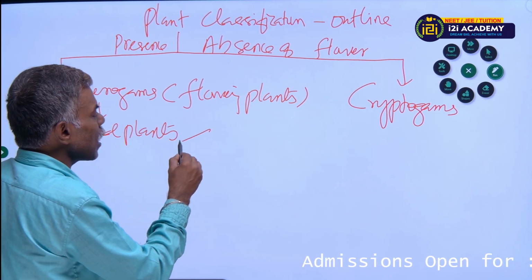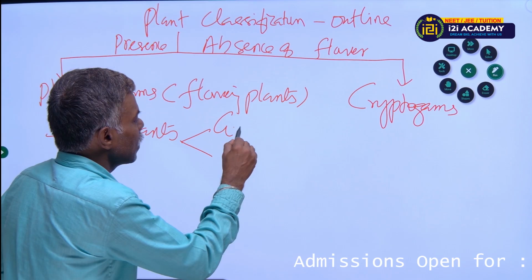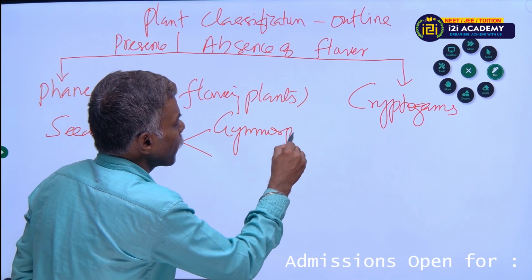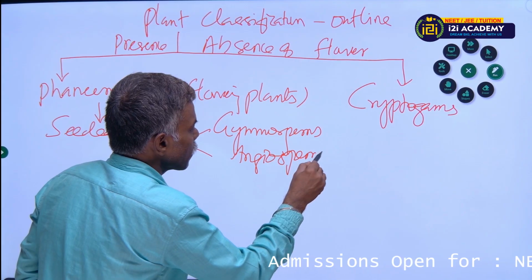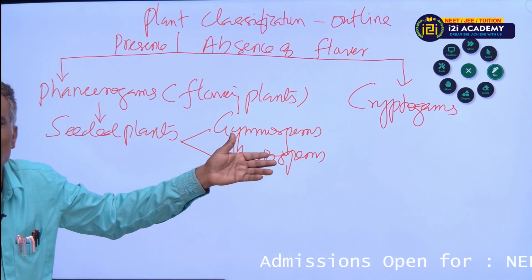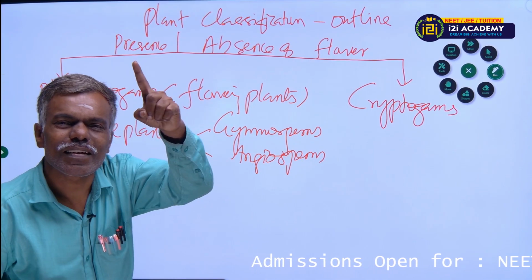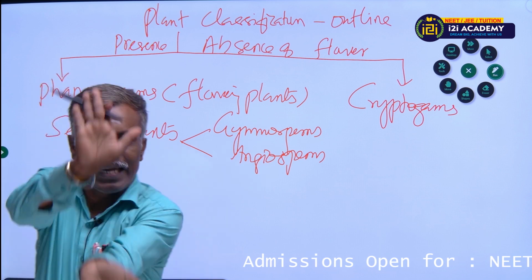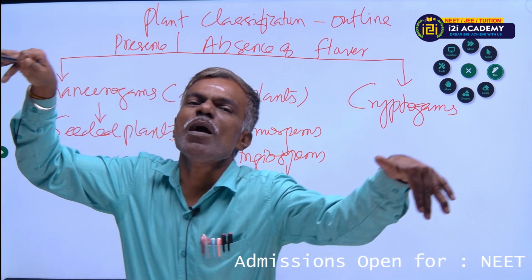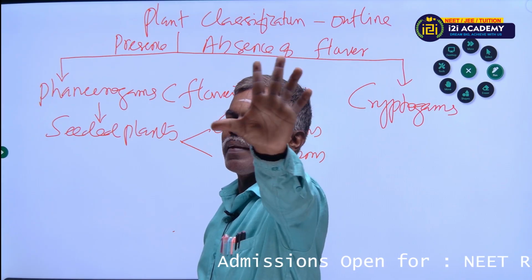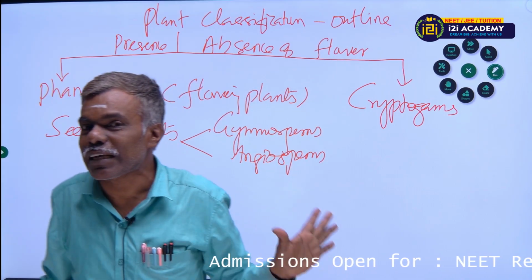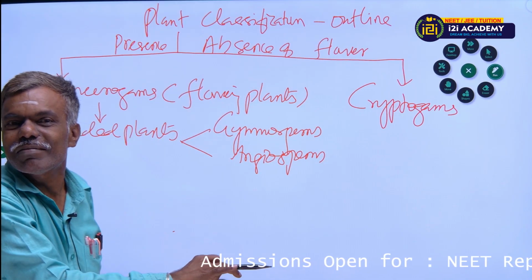The seeded plants have two major divisions. One is Gymnosperm and another one is Angiosperms. What is the difference between these two seeded plants, children? Listen. Gymno means naked. Sperma means seed. What is the literal meaning of gymnosperm? Naked seeded plants. That is the correct definition for gymnosperm.